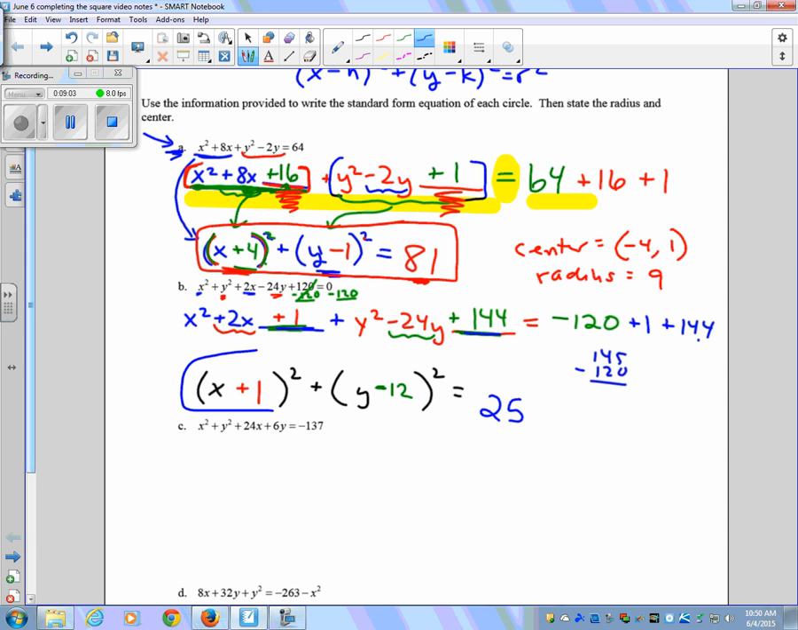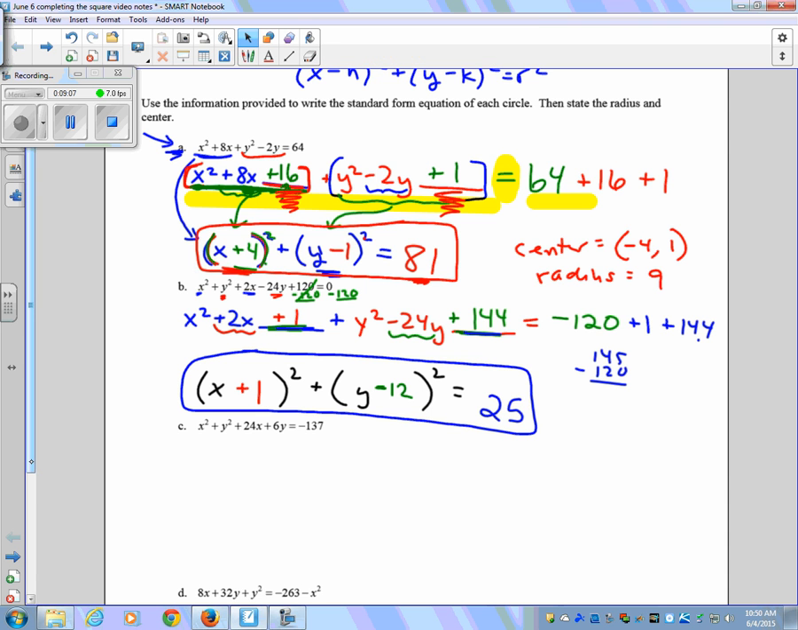So here's the standard form of our equation for our circle. The center is at the point negative 1, 12. The radius is the square root of 25, or 5.